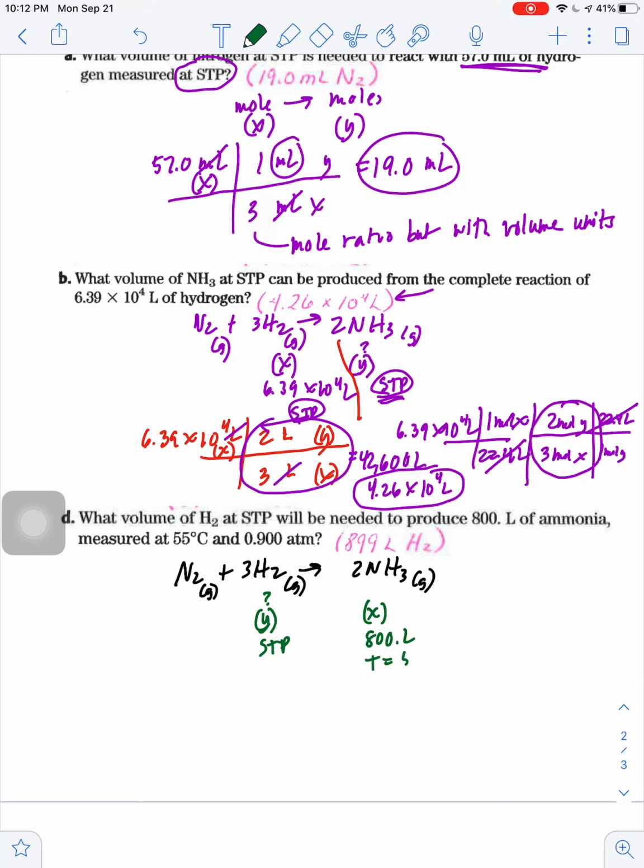And the ammonia is at 55 degrees Celsius and a pressure of 0.90 atmospheres. Okay, so I'm going to convert the temperature to Kelvin before I forget. So 328 Kelvin.